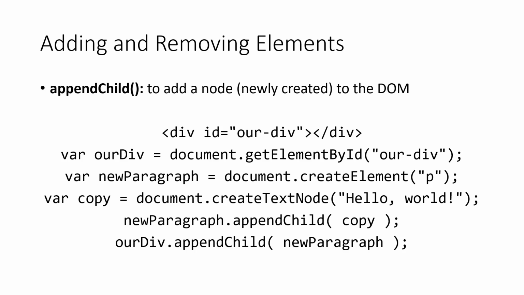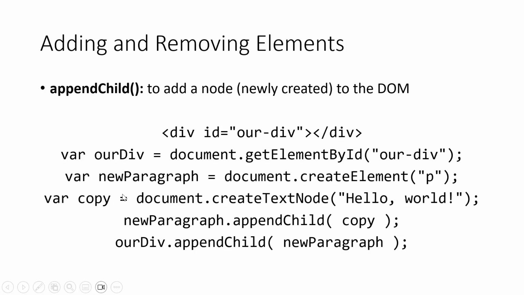to the DOM, that means the document object model. Now you can see that we have a division, a div element, and it's called our div. So that's what we have right now. Then in the JavaScript, we can say var ourDiv. We can access this ourDiv element by this method, and then we can create an element paragraph.